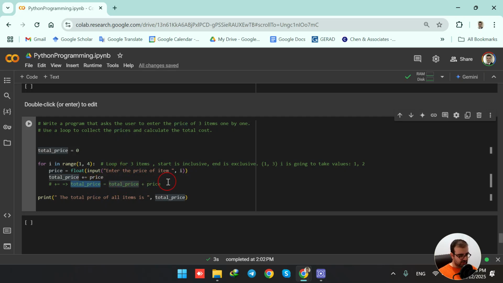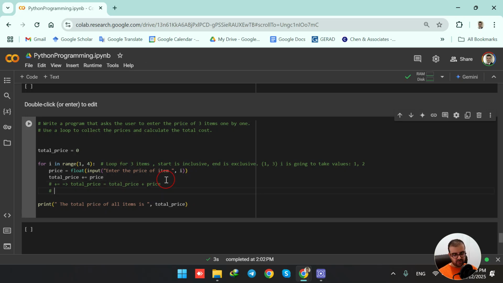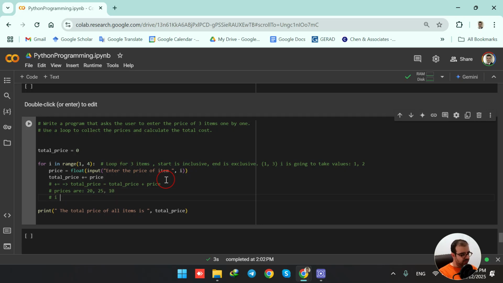In the first iteration, the total price equals 0, and the price is whatever the user enters. Imagine that the user enters prices 20, 25, and 10. These are the prices. So when i equals 1, price equals 20, since we assume that the user enters 20. So total price equals 0 plus 20. Why? Because the formula is total price equals total price plus price.